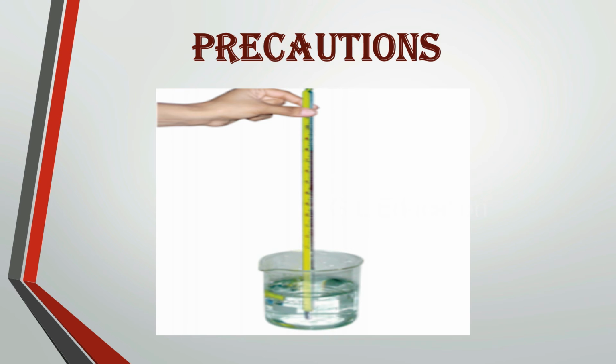Precautions to be followed while using a laboratory thermometer. Do not tilt the thermometer while measuring the temperature. Place it upright. Note the reading only when the bulb has been surrounded by the substance from all sides.